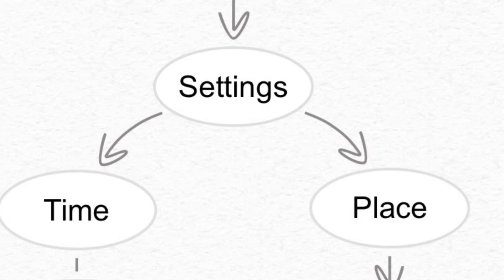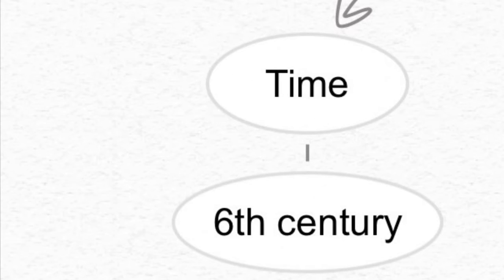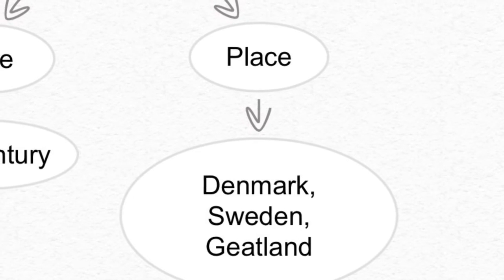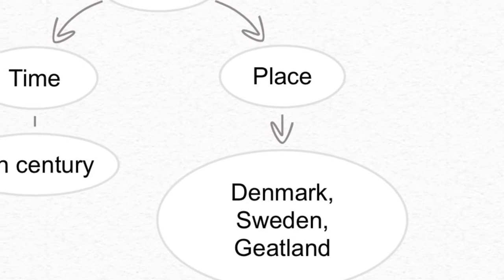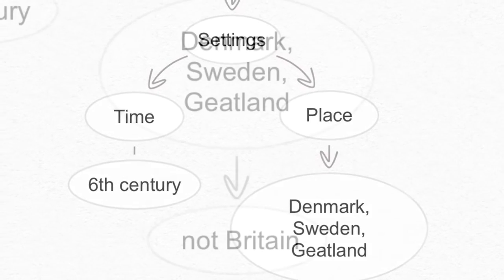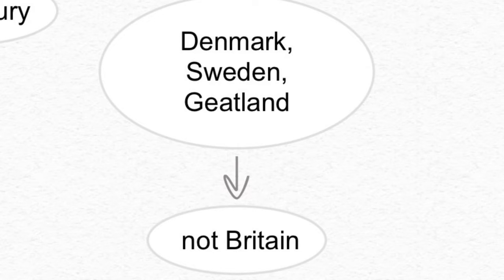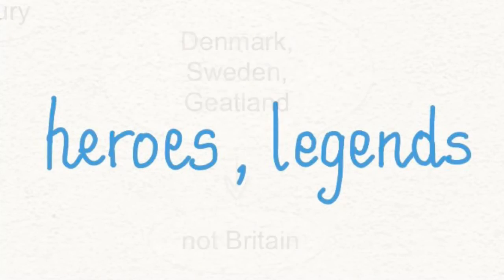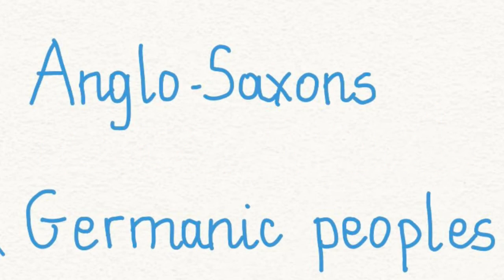The setting in time and the setting in place are the next elements to consider. Beowulf portrays a period in ancient Germanic history when paganism and Christianity coexisted around the 6th century. Despite the fact that the poem was composed in Old English, the events take place in Denmark, Sweden, and Geatland in southern Scandinavia, not in Britain. The poem shows a solid knowledge of Swedish history and artifacts, and we can see how similar the heroes and legends of the Anglo-Saxons and other Germanic peoples were.